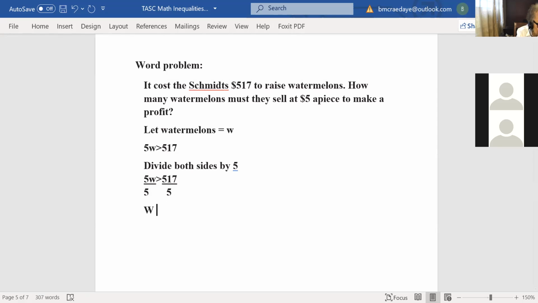But you have to divide. So you get 517 divided by 5. You got 103.4, right? So that would give you W is greater than 103.4.